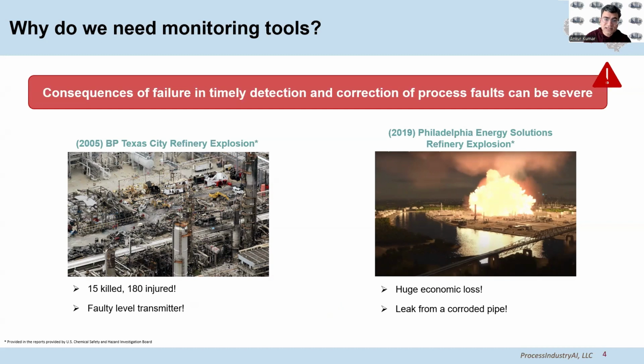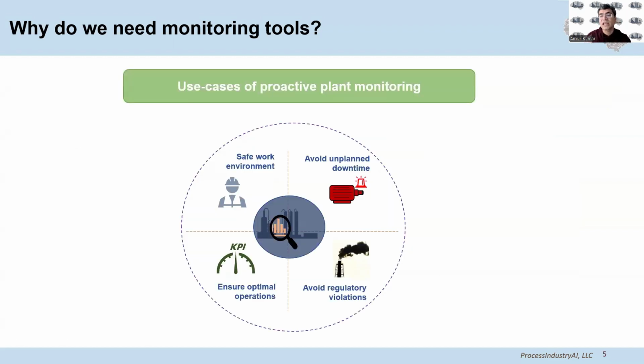For example, consider these two incidents that occurred in US refineries. The incident reports clearly mention the negligence of the plant management towards proactive plant monitoring and timely correction of the process faults as the major cause for these incidents. Thankfully, such severe incidents don't occur that frequently. Nonetheless, less dangerous problems do afflict chemical plant operations on a routine basis. And this is where it is easy to see the use cases for proactive plant monitoring.